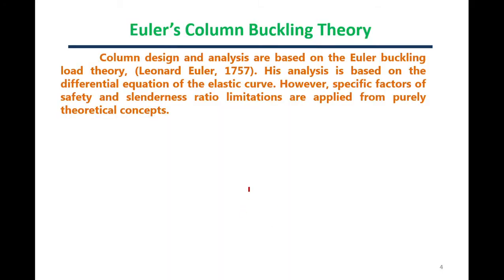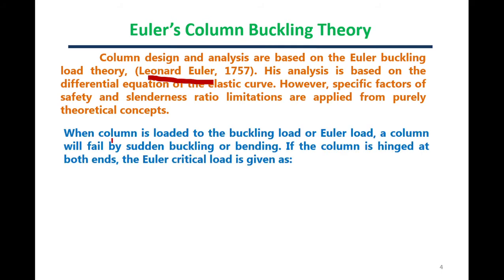So according to Euler's column buckling theory, we have his analysis. Leonard Euler, 1757. His analysis is based on the differential equation of the elastic curve. However, specific factors of safety and slenderness ratio limitations are applied to depart from purely theoretical concepts.